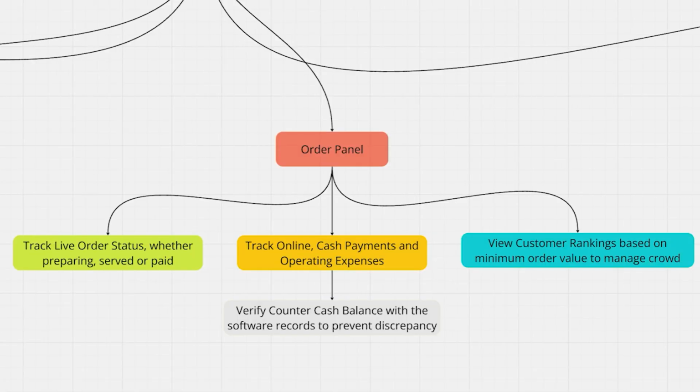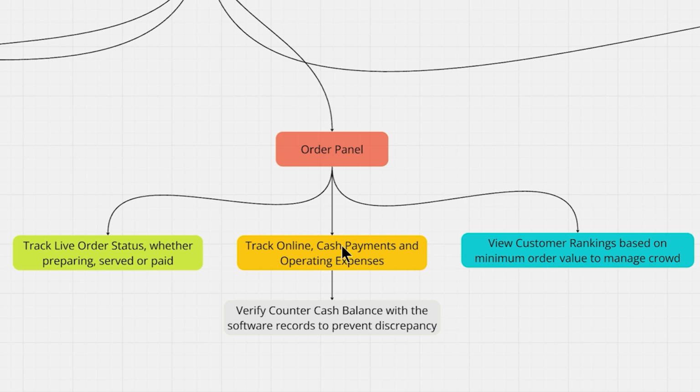Now, all the orders and bookings that have been made need to be processed somewhere. That is where the order panel comes into play. So the order panel is a password protected page that is accessible only by the restaurant administrators and staff. Here, you'll be able to track the live order status, whether it is being prepared or it has been served, or whether the customer has paid for the order already and left.